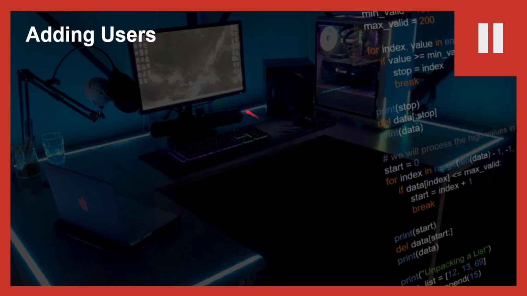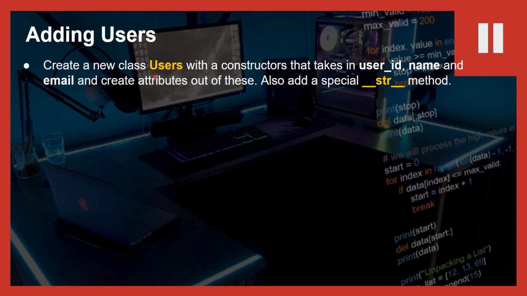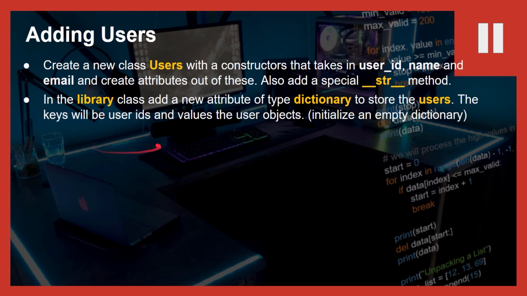Okay, so your challenge is going to be adding users. First, you'll need to create a new class, User, with a constructor that takes in the user ID, name, and an email, and create attributes out of these, and also add the __str__ special method to print out that user in a nice way. Inside of the library class, add a new attribute of type dictionary to store the users, and the keys will be the user's ID and the values will be the user's object. Now keep in mind, you'll just need to initialize an empty dictionary inside of that library.